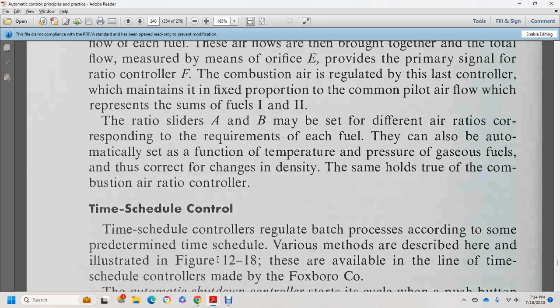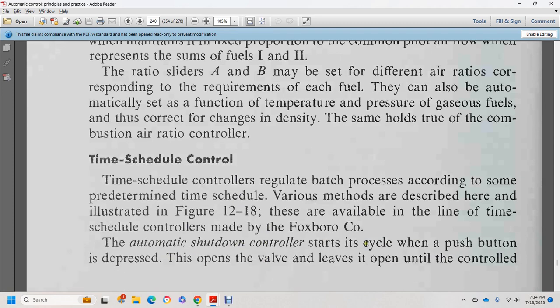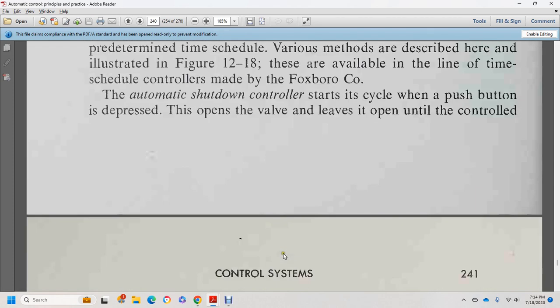Time schedule control. The time schedule controller regulates the batch process according to some predetermined time schedule. The various methods are described here and illustrated in figure 12.18. These are available in a line of time schedule controllers made by the Foxborough company, with the automatic shutdown controller served in a cycle. With the push button depressed, it opens the valve and leaves it open until it is controlled.